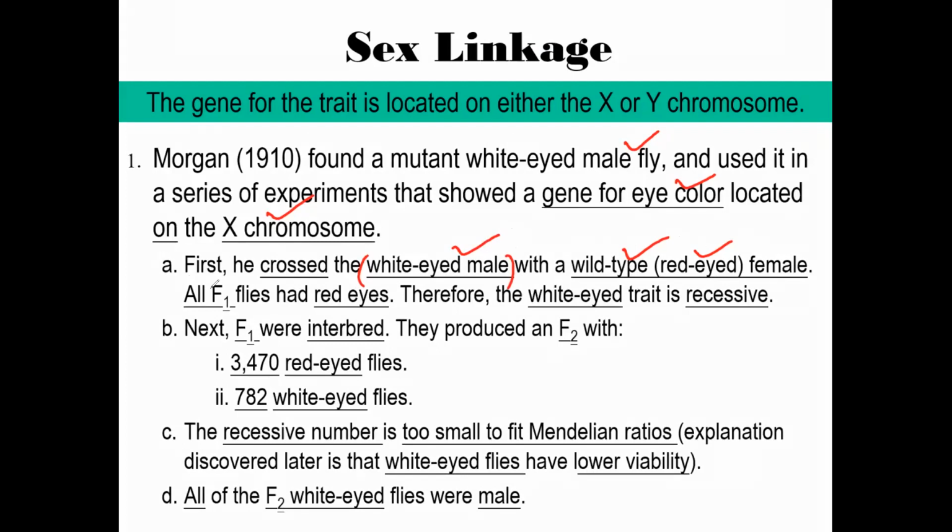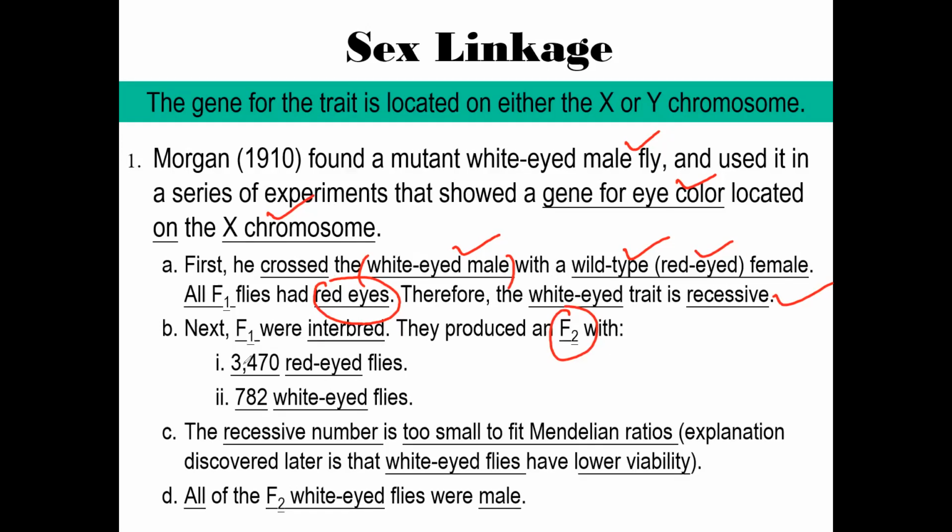So our F1 generation is going to show red eyes. So therefore, white eye is recessive and red eye is dominant. F1 generation interbreed म्हणजे self crossing, it is going to get F2 generation. So F2 generation is going to show 3470 red eye flies and 782 white eye flies. Okay, this is going to be observed. So recessive number is too small to fit the Mendelian ratio.